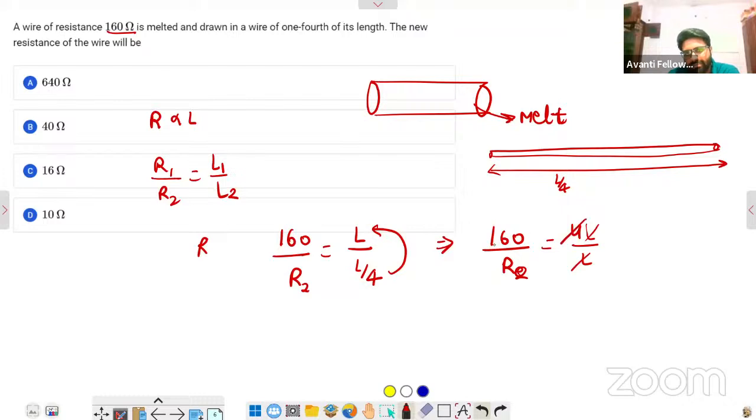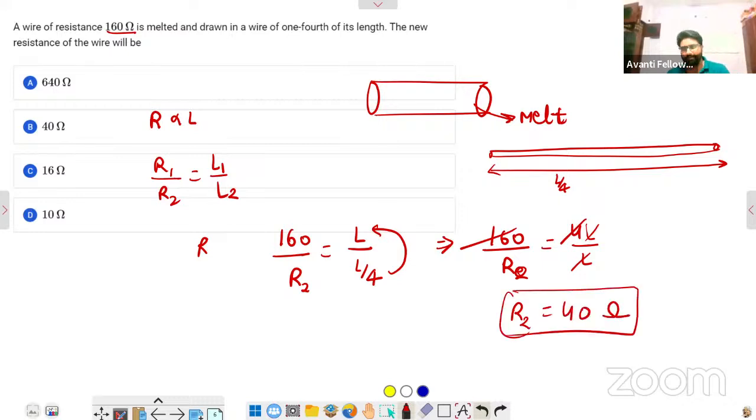And this L and L will cancel out. So what it will become? R2 will become 40 ohm. ठीक है, क्लियर है. क्लियर है सभी को.